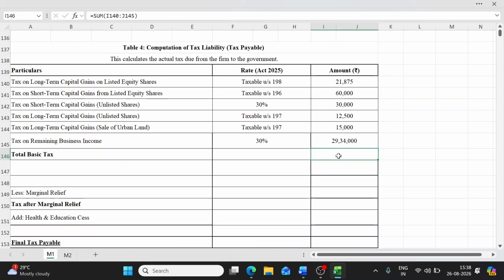29 lakhs 34,000. Now make a total of all these taxes to calculate the total basic tax. Make a total of all these taxes.